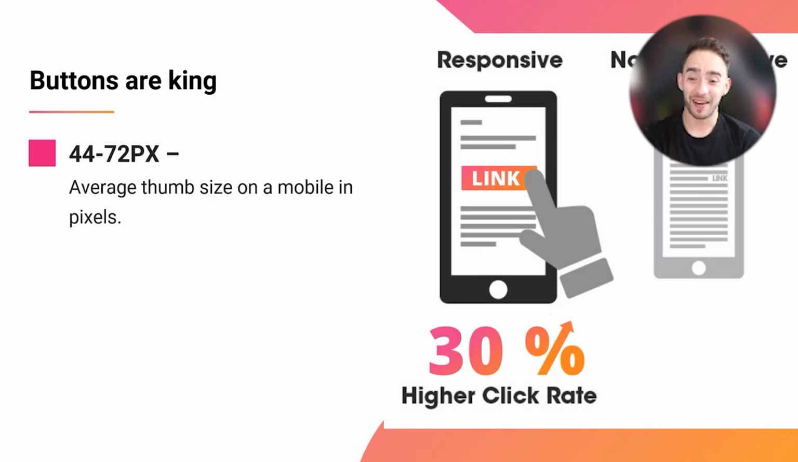But not only that, the average thumb size on a mobile is 44 to 72 pixels, depending on how big your hand is. This means that when you're clicking things, if I'm trying to click this link here and I have a big thumb, I might click the line above it, or next to it, and I might not even select it properly. Having a button gives me that big digital real estate to simply click, and it's a much easier, much better user experience. Use buttons where possible.